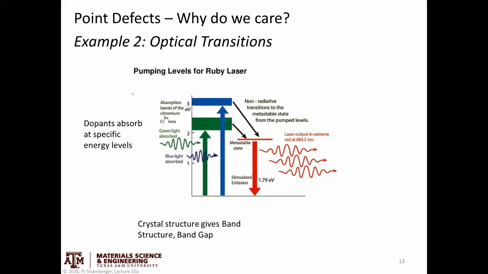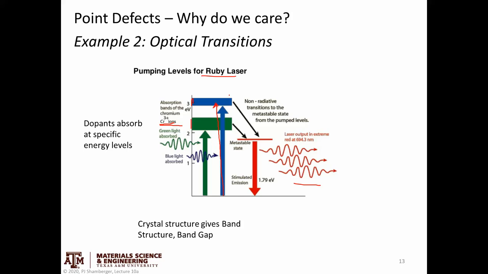Another great example would be optical transitions. So this is the schematic of how a ruby laser works. And lasers basically work by absorbing light at some high energy state. So electrons are excited from one state up to a higher energy level state. And then they decay down to this metastable state, and they all emit coherently, and that creates the laser beam over here. But in order to create these higher level defect states, oftentimes we introduce extrinsic defects into the systems. So chromium ions, that's what gives a red ruby its reddish color, are introduced into rubies in order to absorb at the right wavelength and the right energy state. So again, electronic and optical properties are very sensitive to point defects.